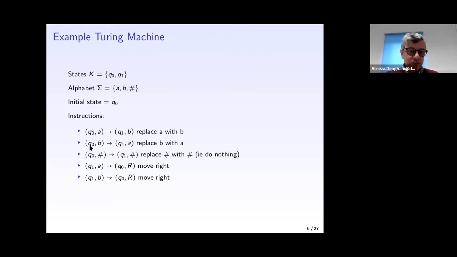In this instruction, we move from state Q0 to Q1, we change B to A, and we don't move the head. In this one, we replace blank with blank. Actually, we do nothing on the tape, but we change the state from Q0 to Q1. Then from Q1 to Q0, we don't change the tape content, keep it as A, and move toward the right. Change from Q1 to Q0, don't change B on the tape, and move toward the right. So that's a very simple example Turing machine that we discussed.